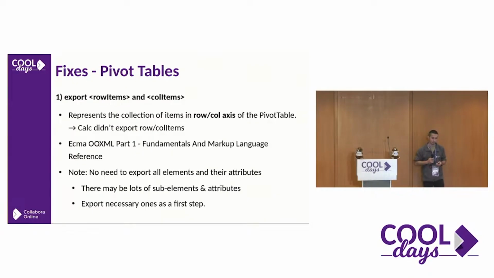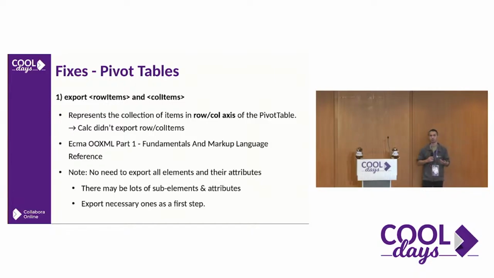So yes, the elements, row items and column items, represent the data in the pivot table, and I always look at the ECMA XML reference to check how to import and export those elements and their attributes. And another side note is that we don't need to export all missing elements and their attributes, because there may be lots of sub-elements and attributes.